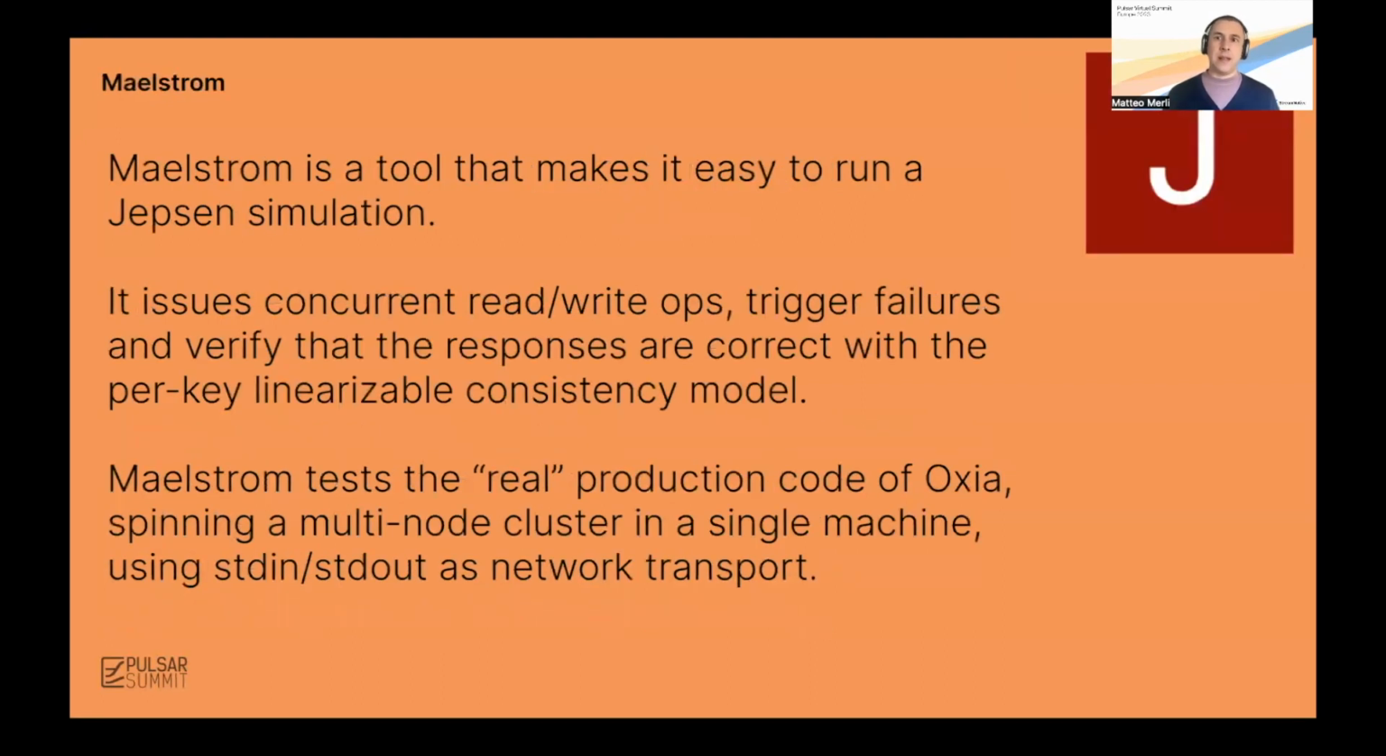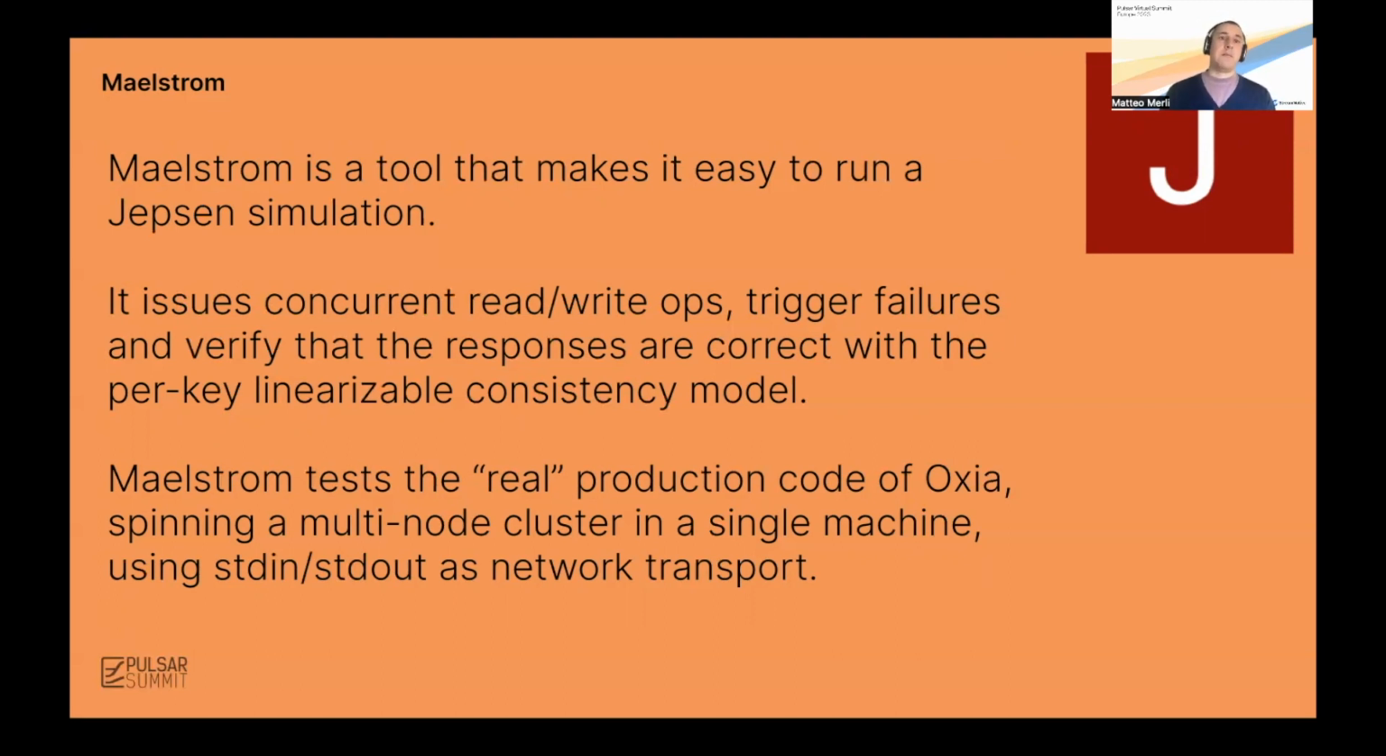Another way of testing that we have adopted is Maelstrom. Maelstrom is a tool that makes it easy to run Jepsen simulations. Jepsen typically requires deploying a cluster, injecting all sorts of failures, and then validating the consistency model of the system. Maelstrom, instead of running in a cluster, lets you run everything in a single node. If you run everything in a single node, it makes it much easier to inject failures.